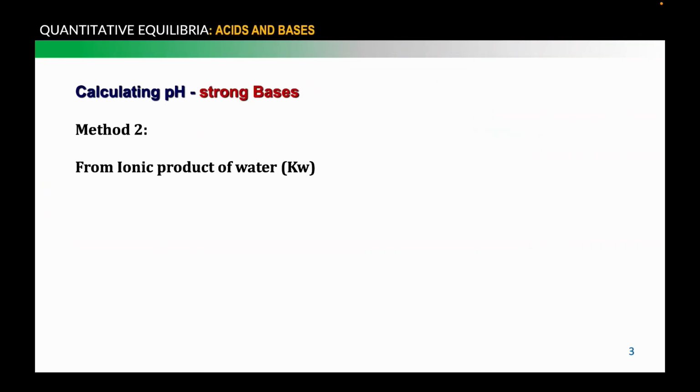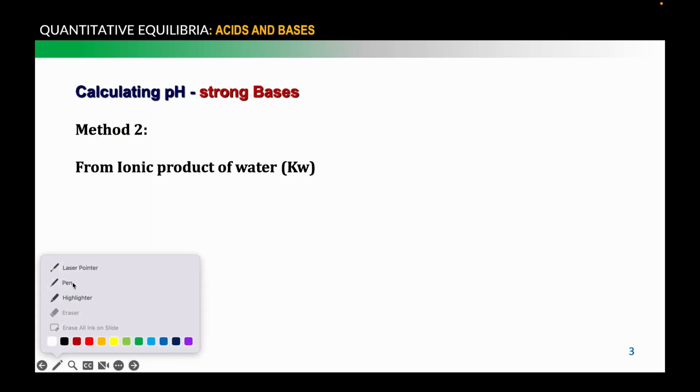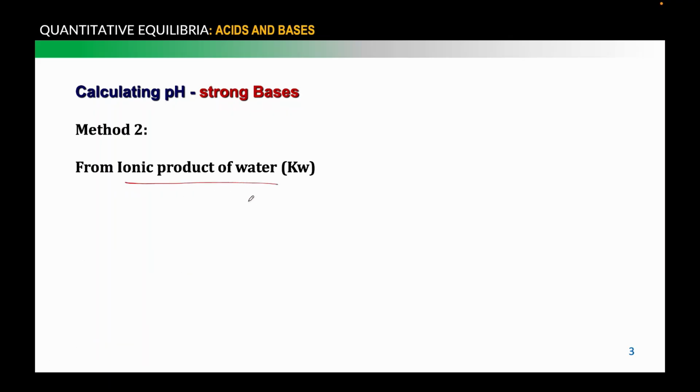So method 2 is about calculation of pH of strong bases, but here, student, we need to use the ionic product of water. In calculation we have to use this new term, that is ionic product of water. So before the actual calculation, here in brief we will discuss the concept of ionic product.